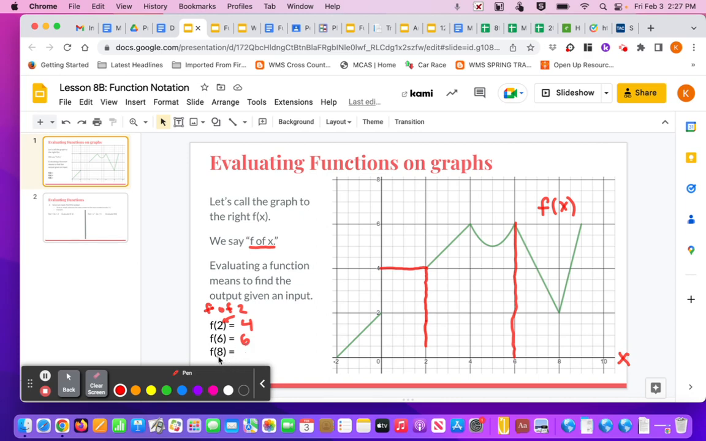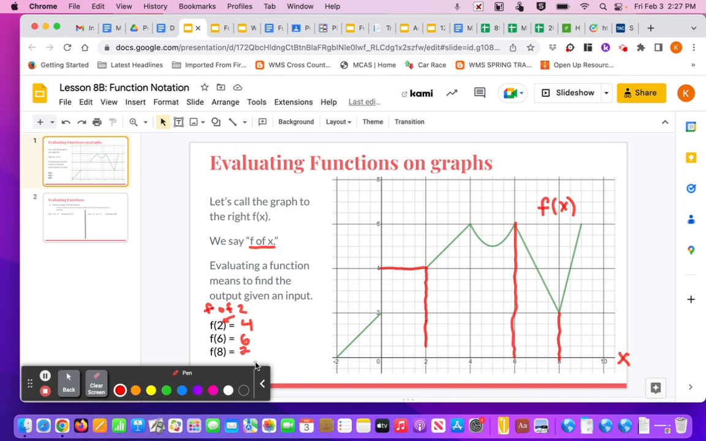Finally, let's try an input of 8. So if I input 8, I look at the x-axis, I look at 8, I input 8, follow it up. Where does it touch the graph? Oh, right here, and I come across, and I see it touches when y is 2. So I would say the f of 8 equals 2. So that's the game that we play.